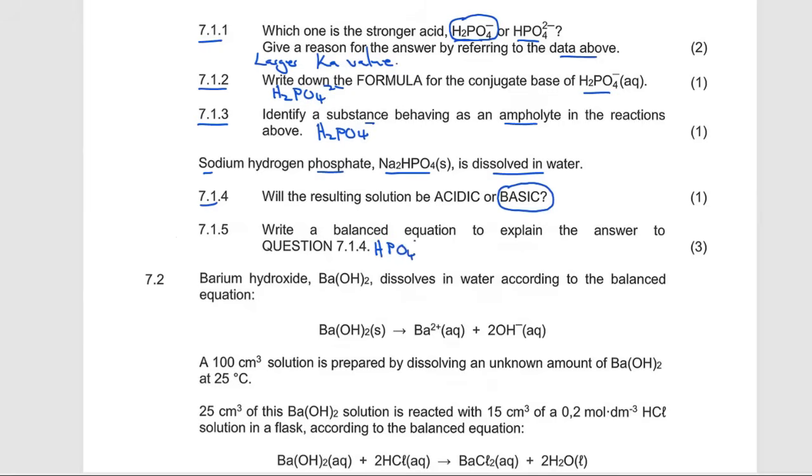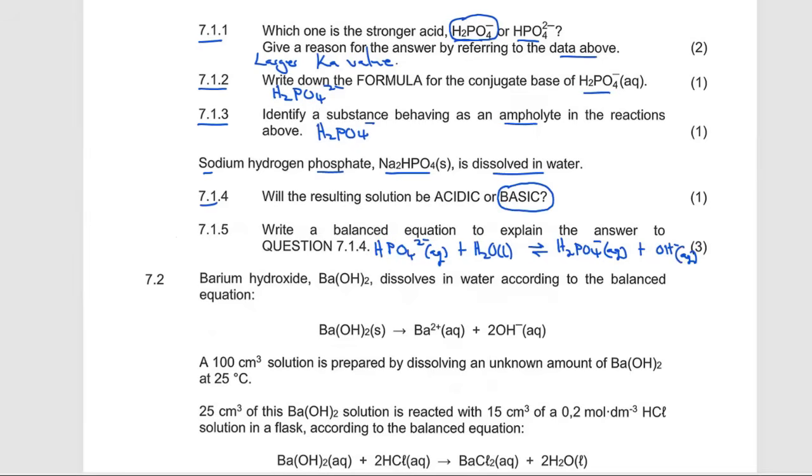HPO4 2 negative, which is up there as a state symbol, plus water, H2O as a liquid, to give us a reversible reaction. So for this reversible reaction, what are we going to get? I'm going to get H2PO4 negative, plus hydroxide ions, OH negative, with the reversible arrow like that.